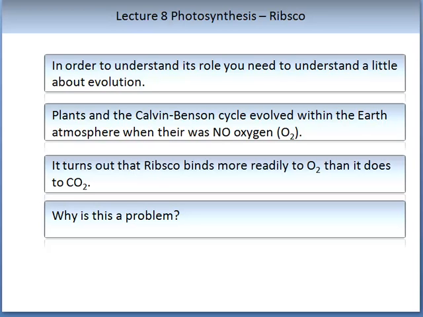In order to understand the problems with Rubisco, it is important that you understand a little bit about evolution. Plants and the Calvin-Benson cycle evolved within the Earth's atmosphere at a time when there was no oxygen present. It turns out that Rubisco can bind more readily to oxygen than it does to carbon dioxide if both are in the vicinity. So why is this a problem, and how does it occur?